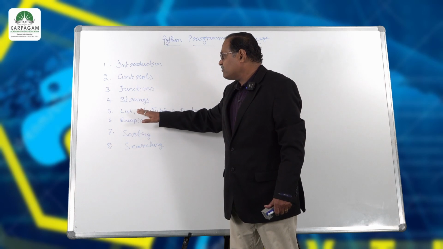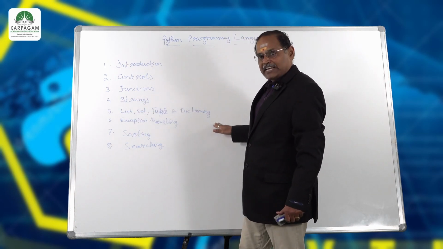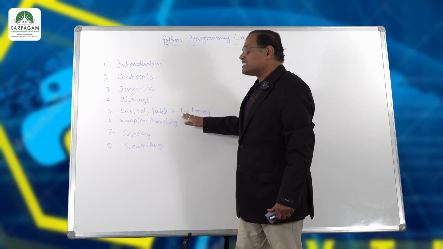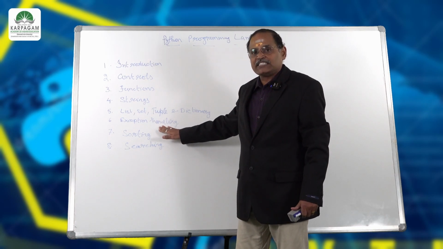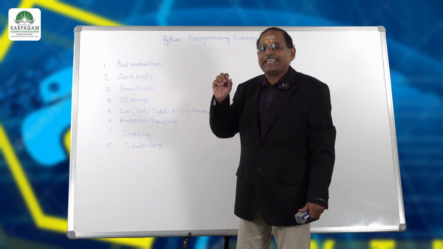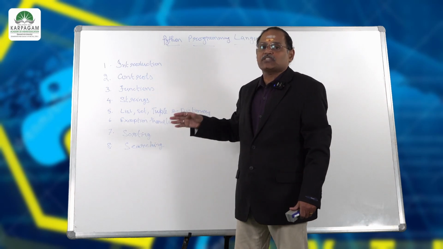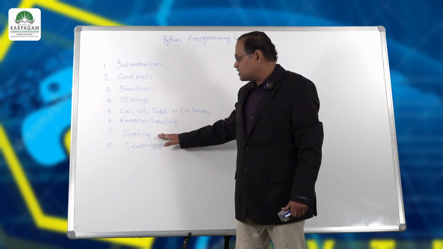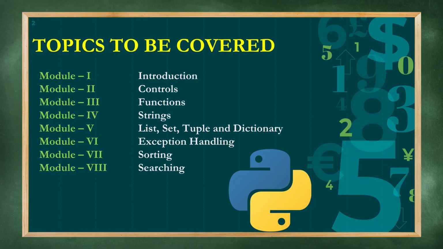In fifth module, we have the list, set, tuple and dictionary. This is the vital part of the Python programming language. We are going to see this elaborately in this fifth module. In exception handling, like in other languages, C++ and also in Java, we have seen this exception handling like try and catch and finally. Here we are going to sort by using the heap sort and some other sorts, and then we are going to search it. What all the cases we need, we can search in the 8th module. These are all the brief introduction about the Python programming language.